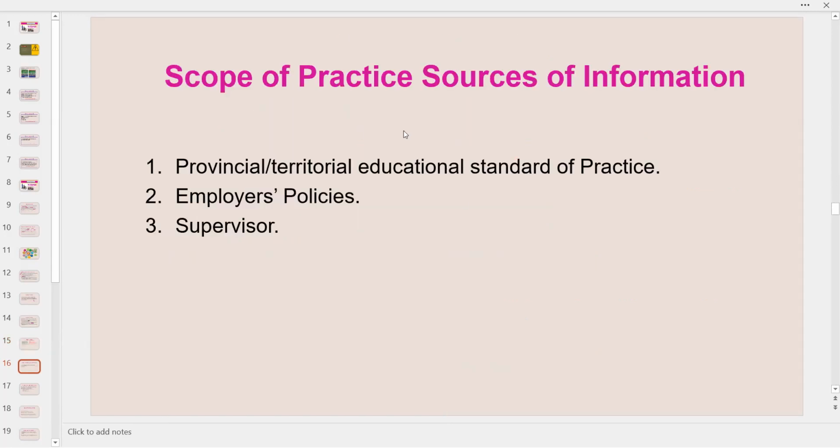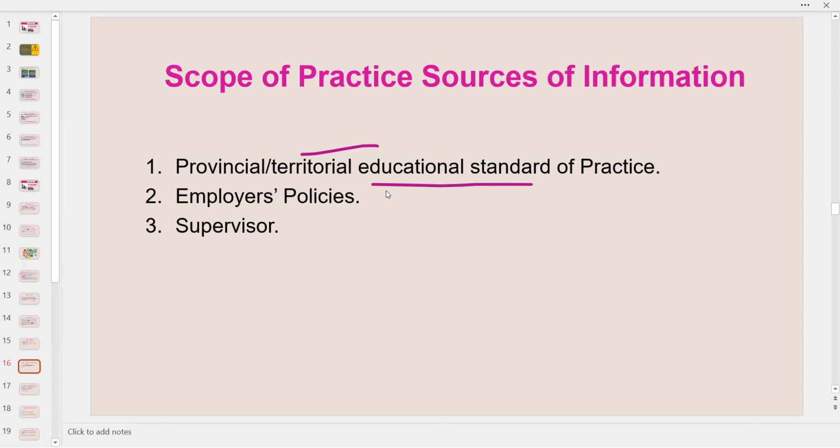So where can the support worker find information about the sources of their scope of practice? One is the Provincial or Territorial Educational Standard of Practice. You can find that on the website of your province. The school where you get your training, like this review we're doing right now, you can also get information from here. This is a very good resource for information.